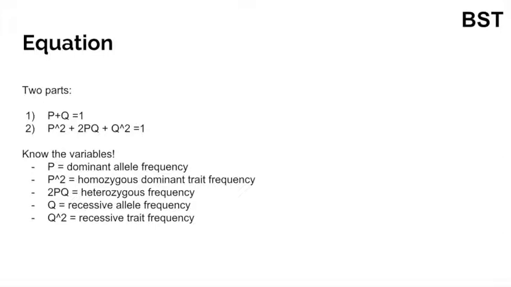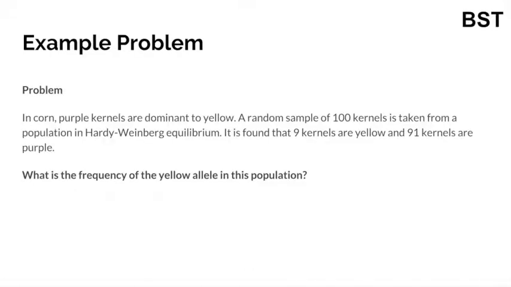A lot of the time, students will solve for q when the problem asks to solve for q squared, or solve for p when the problem asks to solve for p squared. One good thing to do would be to make a Quizlet or flashcards if you don't know these variables yet, because this is one of the most common places students make mistakes. Now we can look at an example problem.